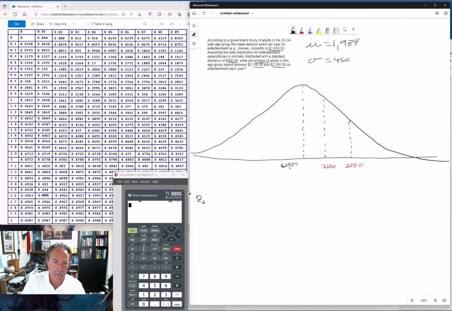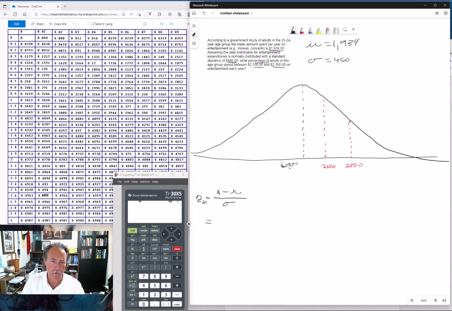And I want to do Z21. 21 is a subscript to help me keep straight on the z-score I'm calculating. And the formula for the z-score is x minus mu, the population mean, divided by the standard deviation. X is the value of interest, 2,100. Mu is the population mean. And then the standard deviation of the population.